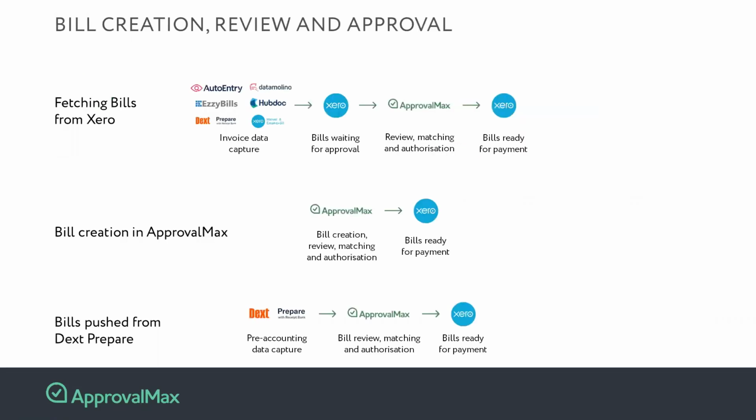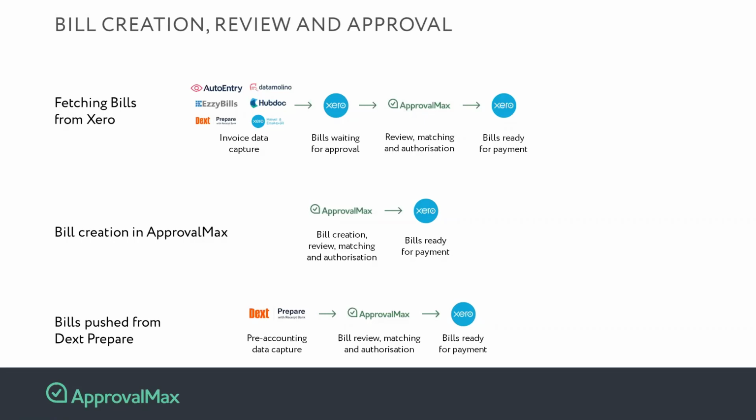ApprovalMax automates this process. Instead of chasing these approvals manually, sending them emails, calling them by phone or Skype, you just send the bill for approval through ApprovalMax. And ApprovalMax takes care of the rest. It assigns a bill to a particular manager according to your rules. ApprovalMax sends email notifications, reminders, summary emails, and gets the approval from the approver.